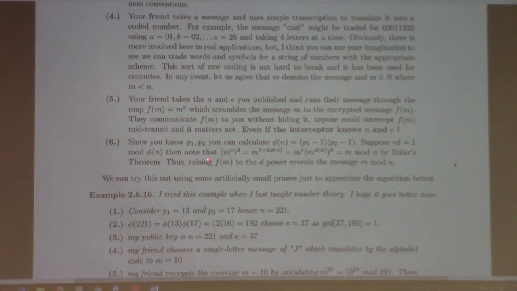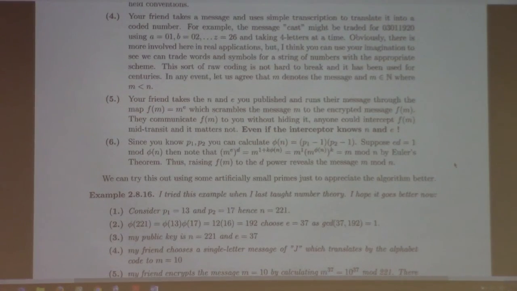But the thing is, right here, you take m to e to the d, but that's equal to m to the 1 plus k times Euler phi function. But then Euler's theorem says this piece drops to 0, that's just the identity, right? So you got m to the 1, which just gives you m. So raising to the power d undoes the encryption, just like that.